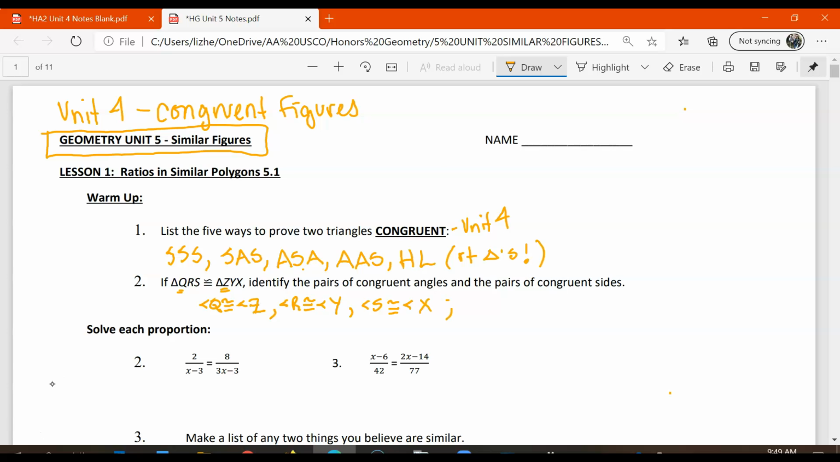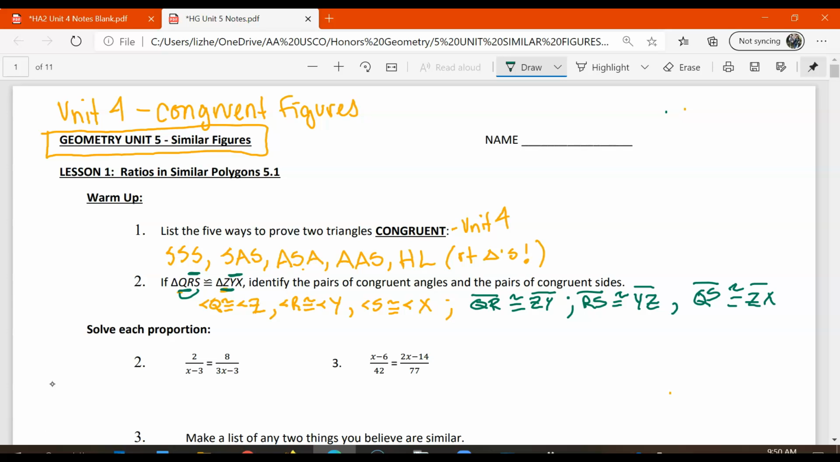And then for sides, I know QR, make sure you put a bar on top, has to be congruent to ZY. I know RS has to go with YZ. And then I know QS has to go with ZX. So remember, that's about congruent. That means all corresponding parts are congruent.